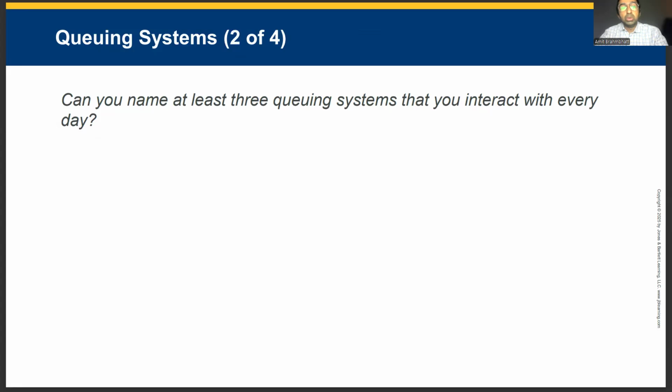The slide asks you to think of everyday queuing systems. Examples include grocery store lines, drive-thrus, elevators, phones waiting on hold, or even internet data packets waiting for processing. Recognizing these systems helps illustrate how often simulation supports real-world efficiency.